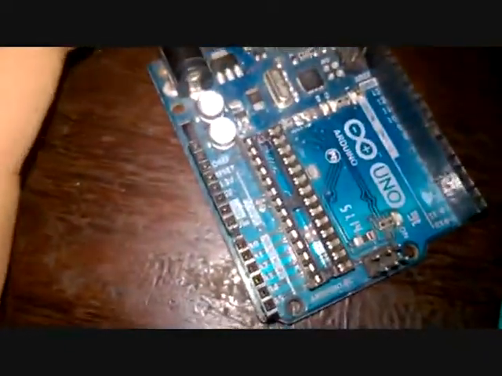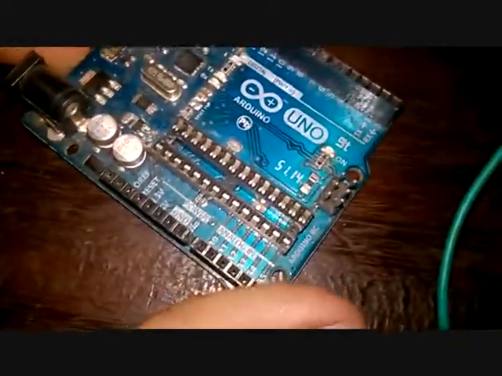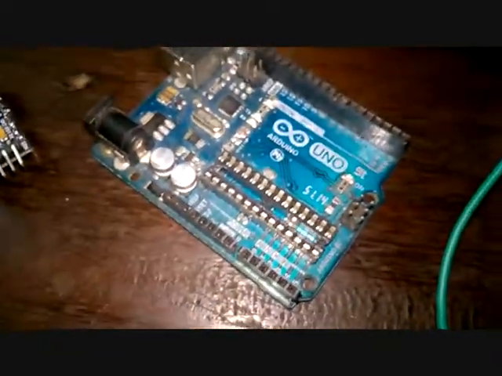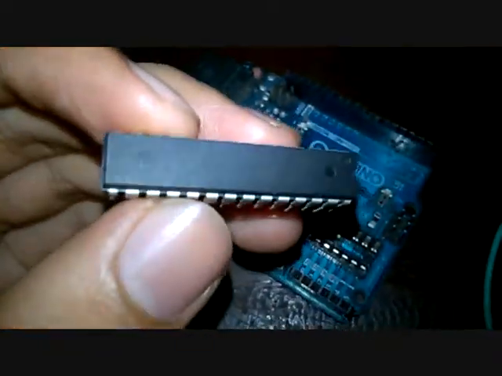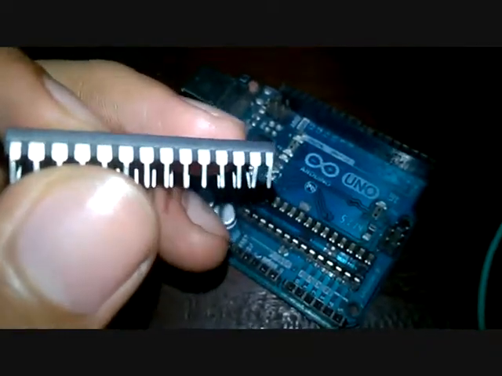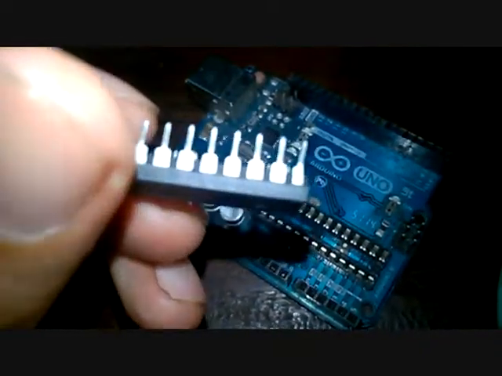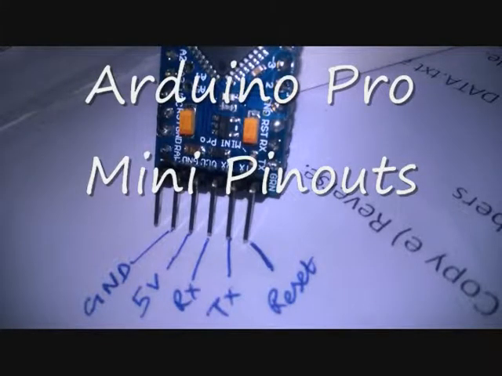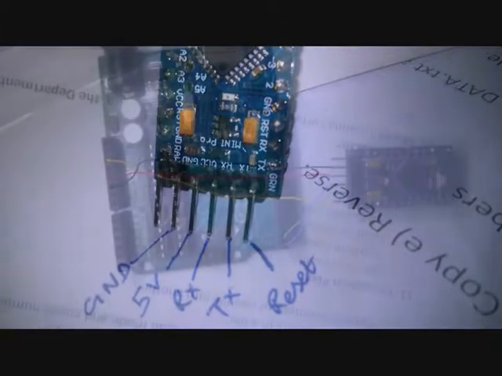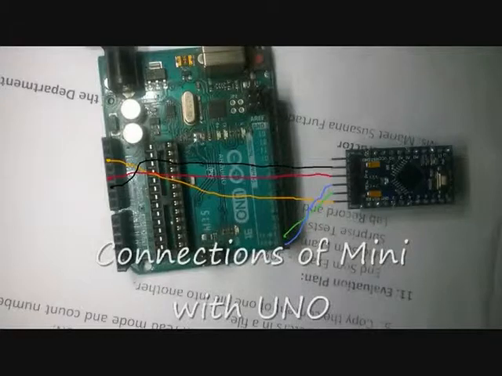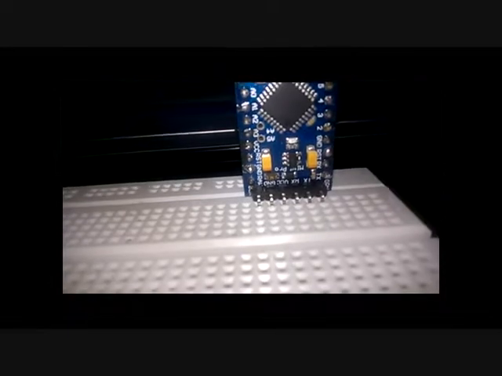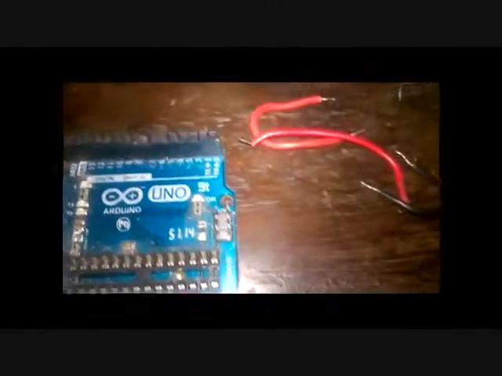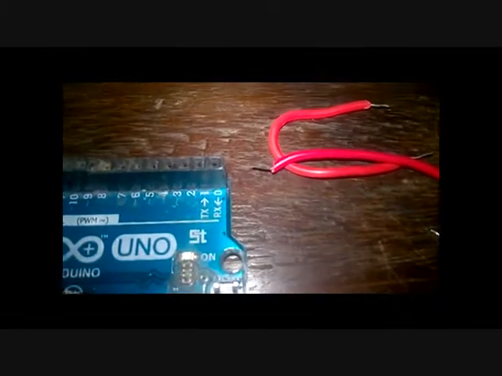First of all, you'll be required to remove your ATmega chip from the Uno board. You can see I already removed it. Just be careful, you don't want to break the leads. I already bent them, as you can see. Still they'll work. So we'll be using both of them to plug in our Uno board over here. Okay, so let's start from here.